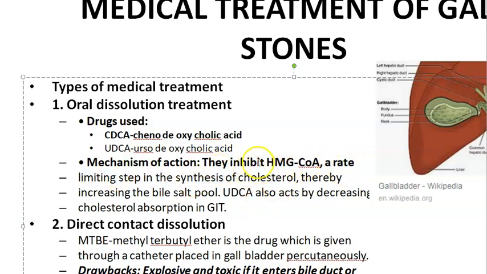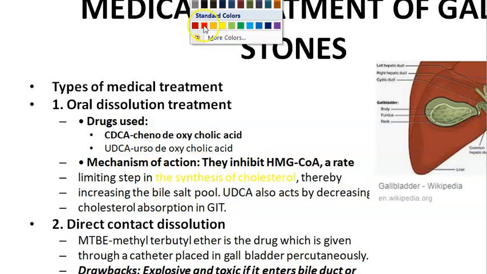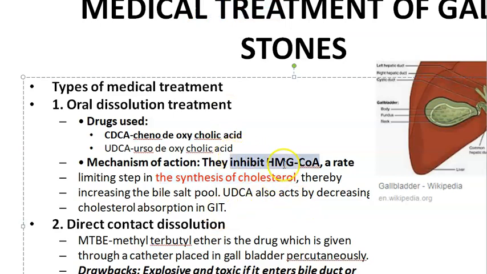HMG-CoA, a rate limiting step in the synthesis of cholesterol. So cholesterol synthesis will be stopped. So inhibit HMG-CoA. This is actually a treatment. They inhibit the HMG-CoA and it will stop the synthesis of cholesterol, thereby increasing the bile salt pool.